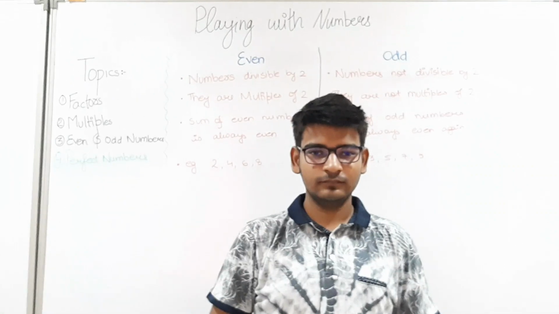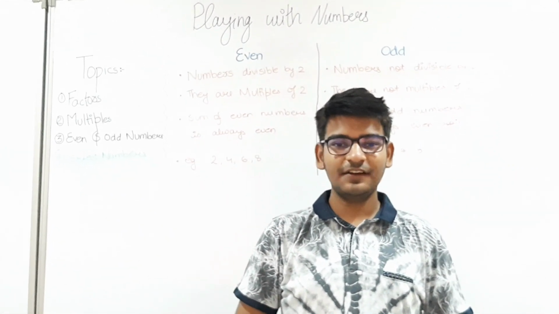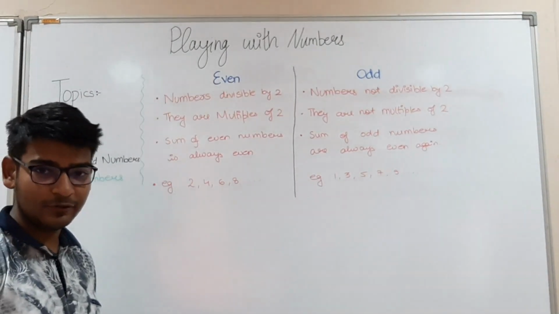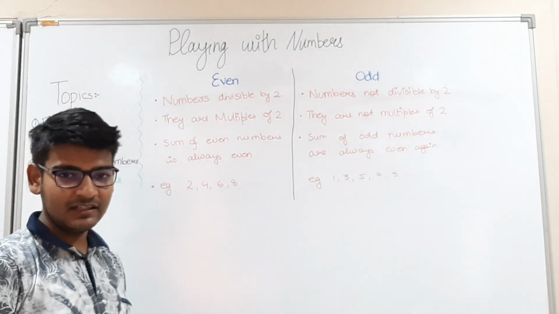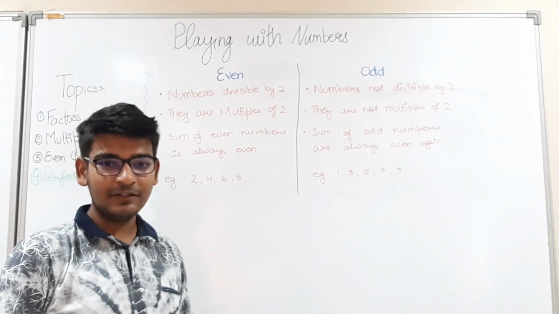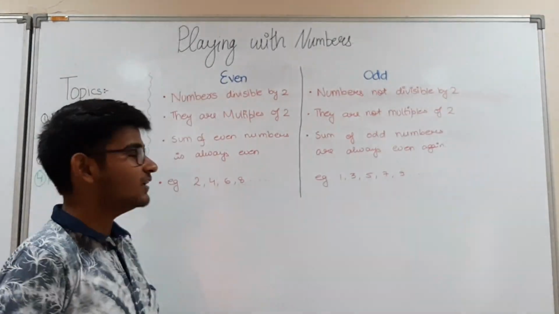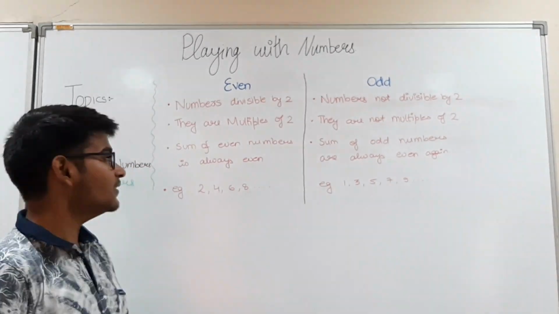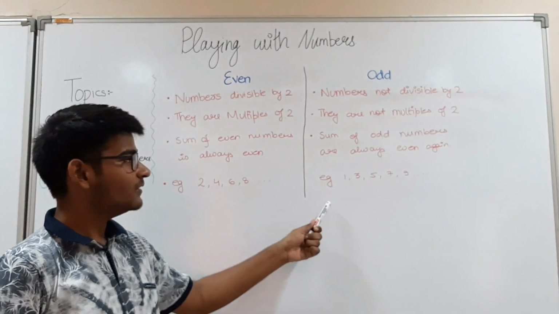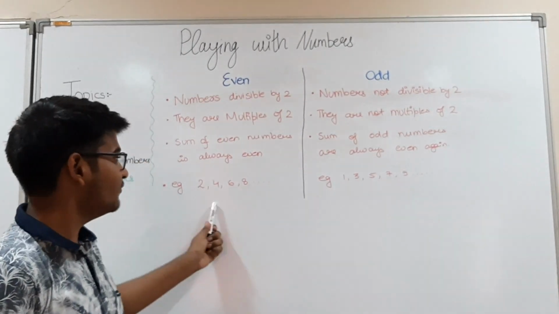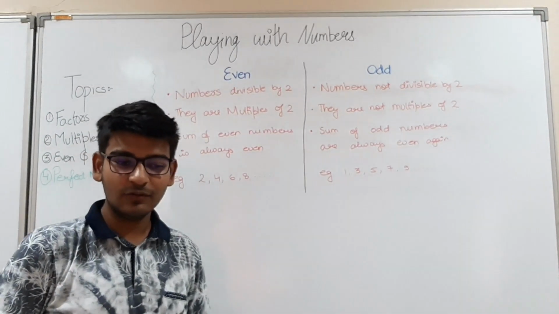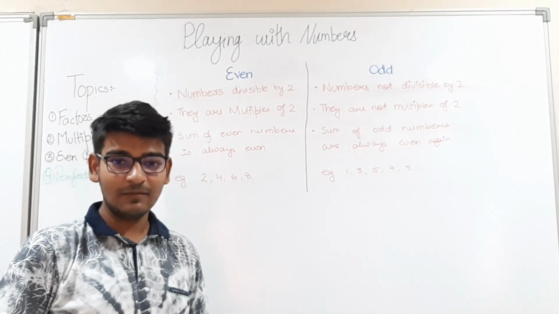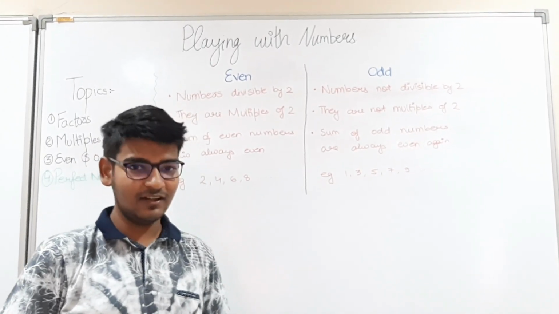So let's start our next topic, that is even and odd numbers. Even numbers are the numbers that are divisible by 2. Divisible means that the remainder we get when the number is divided by 2 is 0. And odd numbers are not divisible by 2. As we have studied earlier, we can say that even numbers are multiples of 2 and odd numbers are not multiples of 2. There is one more point to be noted down, that is the sum of even numbers is always an even number and the sum of two odd numbers is also always an even number.